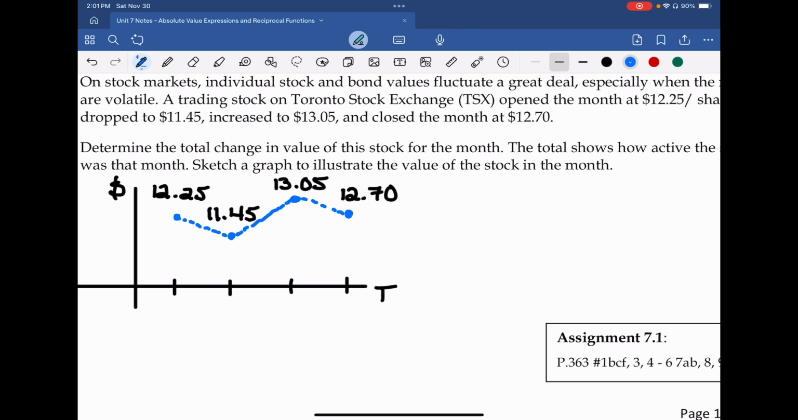Now, in order to figure out the total volatility, or how much it changed overall during the month, we want to figure out the individual sections of plus and minus in terms of how far did it go up, how far did it go down, and then we want to sum them all together.